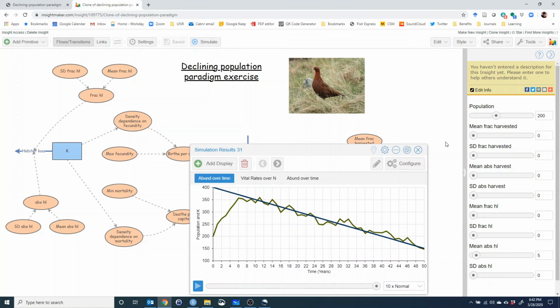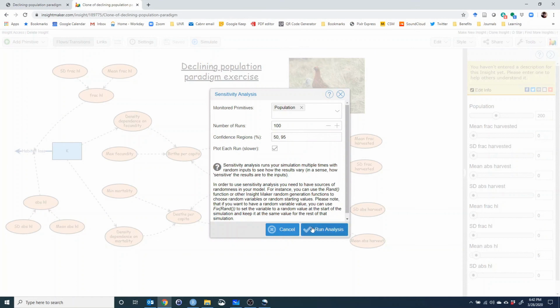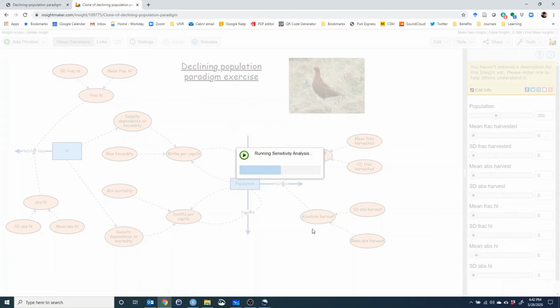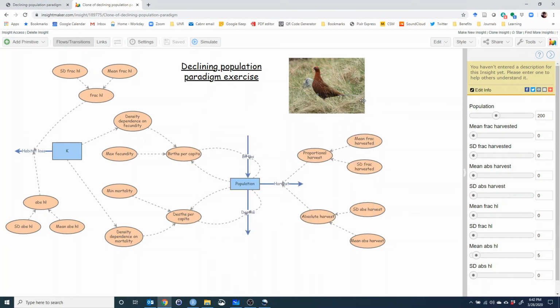And I think if we run the sensitivity testing tool, let's look at it, but I doubt there'll be any extinctions. Yeah, so the smallest it ever gets is around 135, but there's no extinctions here. All right.